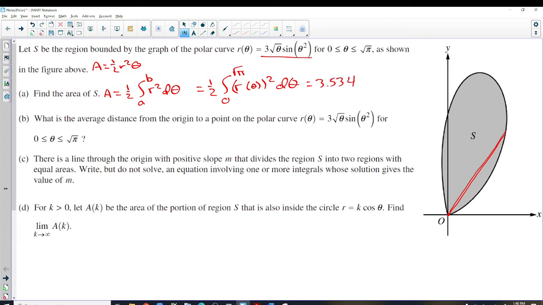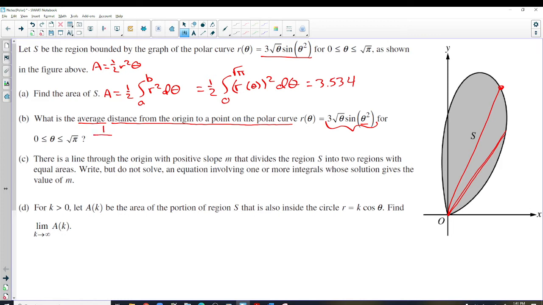What is the average distance from the origin to the point on the polar curve for θ from 0 to square root of pi? Well, first of all, we're finding the average value of a function, and the distance from the origin to the point on the polar curve is what r is. If we have an angle and you plug that angle in and get a value, that's how far away we are from the center. That's the radius of that point on the graph.